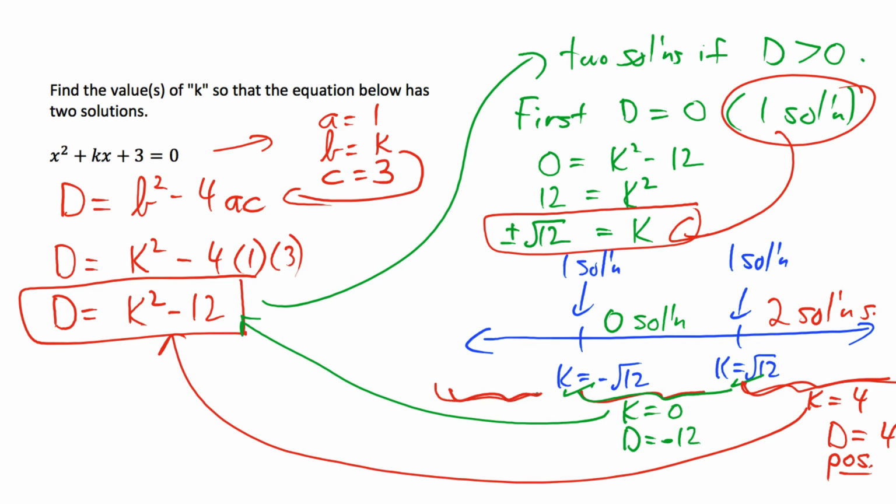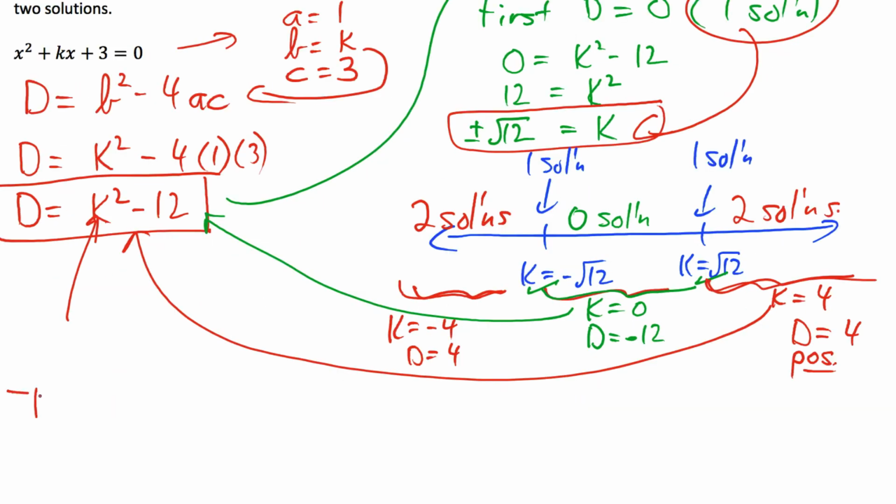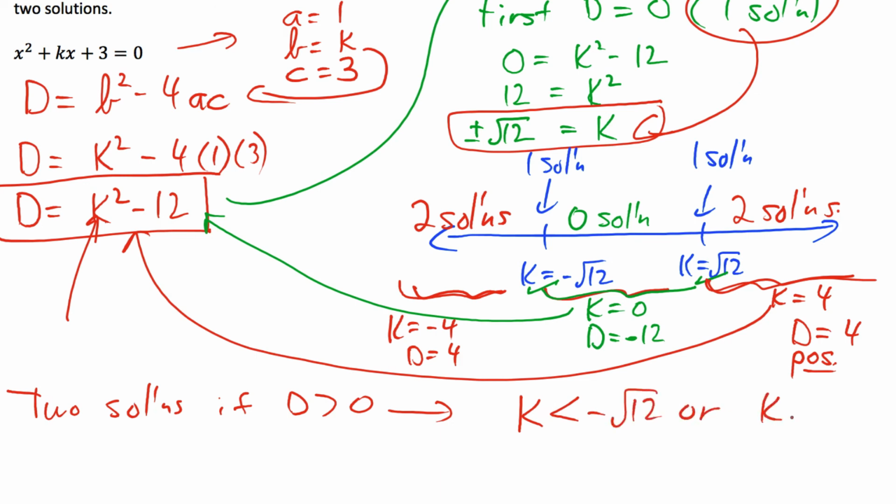And then you could do a similar thing less than negative root 12. Try k equals negative 4. You'd have negative 4 squared is 16 minus 12. Discriminant of 4. A positive discriminant, again meaning 2 solutions if k is less than that. So to answer the question, we'd have two solutions if our discriminant was positive, and that happens when k is less than negative root 12 or k is greater than positive root 12.